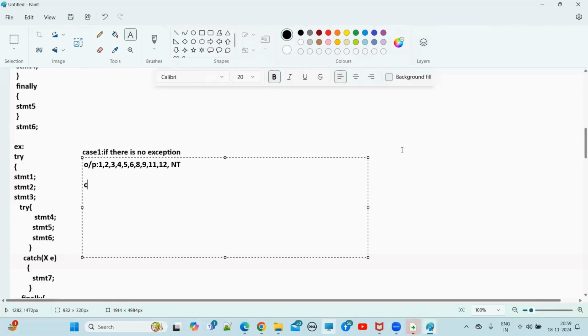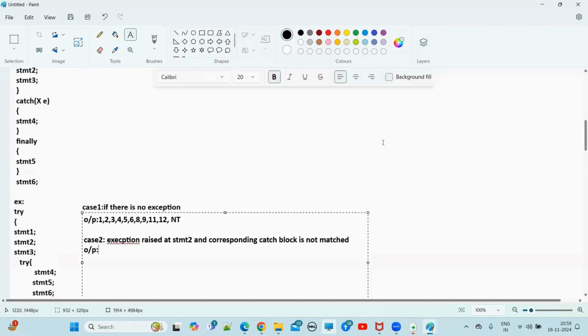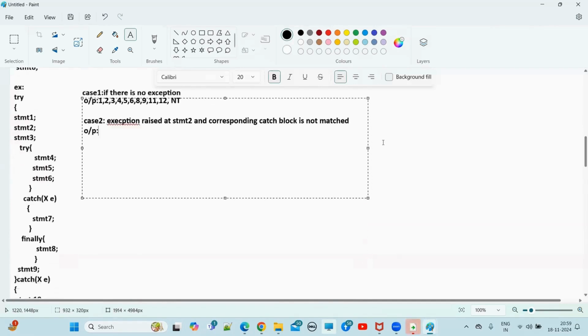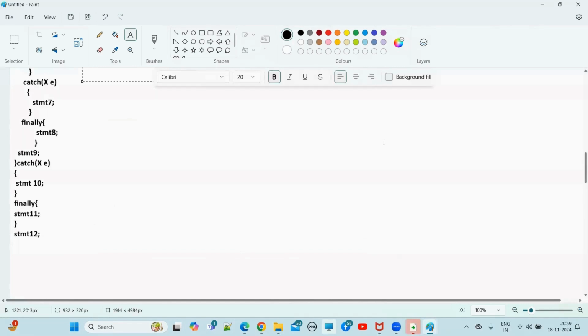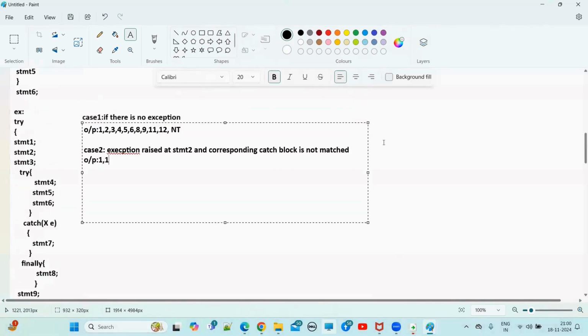Yes. Fine. So now the next case. Come on, make it fast. Okay. In case 2, an exception is raised at statement 2 and the corresponding catch block is not matched. Tell me, guys. Statement 1, statement 11, abnormal termination. Right? Yes, sir. Nice. Good, guys. 1, 11 and abnormal termination. Everyone is following?